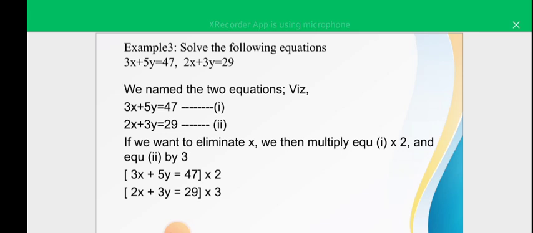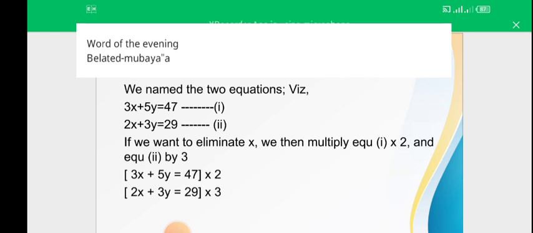So in this problem, whenever you come across this problem, the best thing to do is to choose which of the two variables you want to eliminate first. You have free will to choose which one you are going to remove first. So we decided to eliminate x.